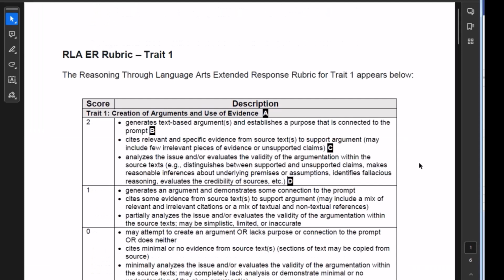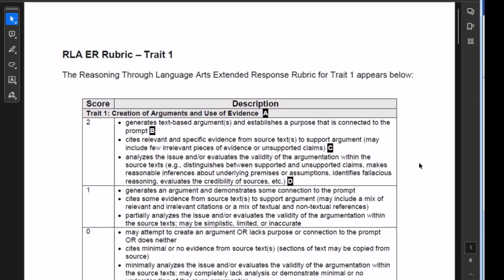In a nutshell, trait 1 says, after reading the passages, choose the side you believe has the stronger argument and explain why, and use the evidence from the text. Sure, you can use a little bit of personal experience, but as the rubric says, you will score higher when you use the evidence from the passage itself. Completing this trait shows that you know how to analyze or think deeply about an argument.